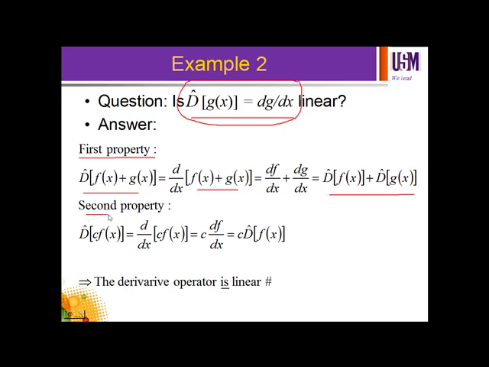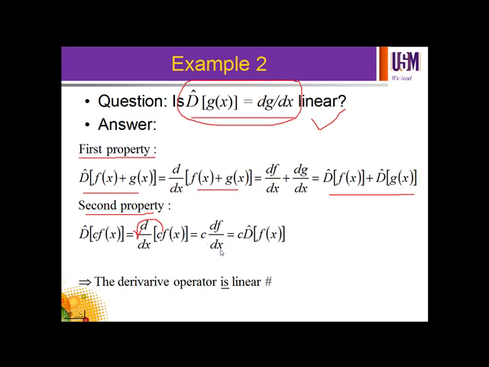Then we check the second property. If we do an operation on c multiplied by the function f, where c can be a real number or a complex number, and we replace the operator with d per dx as defined in the rule here, that means you differentiate c multiplied by function f. C is a number, so c can be brought out of the differentiation. That means you don't need to differentiate c.